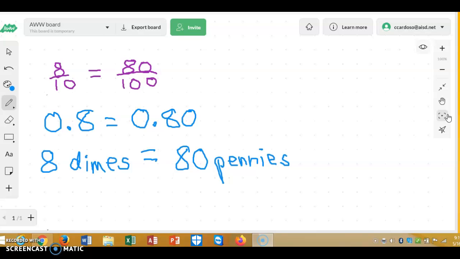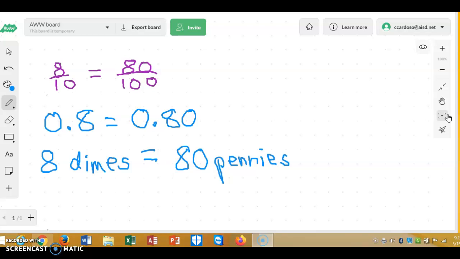From the video that you watched earlier, it shows that 8/10 is equivalent, the same as 80 hundredths. 8/10 written as a fraction is the same as 80 hundredths written as a fraction.